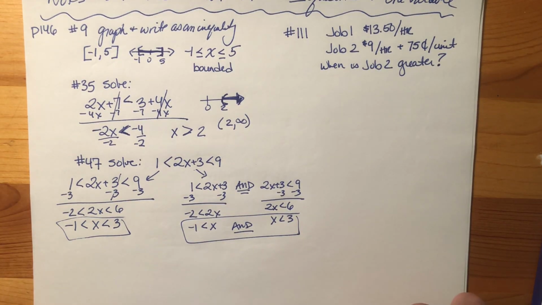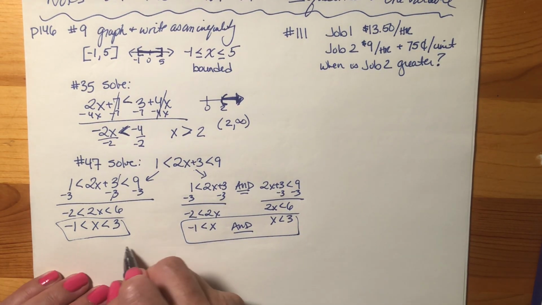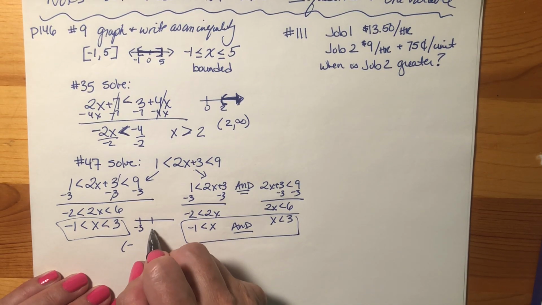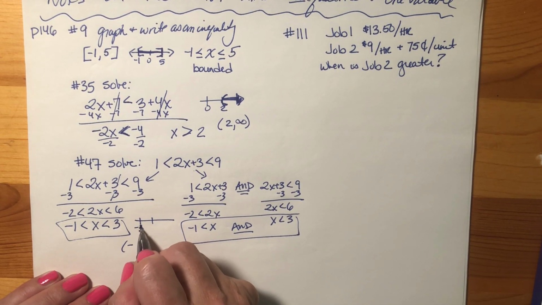Now, depending on how they want you to give your answer, you can give it as a graph. Obviously, that would be, or I'm sorry, it's a graph, negative 3. Oh gosh, negative 1, sorry, negative 1.